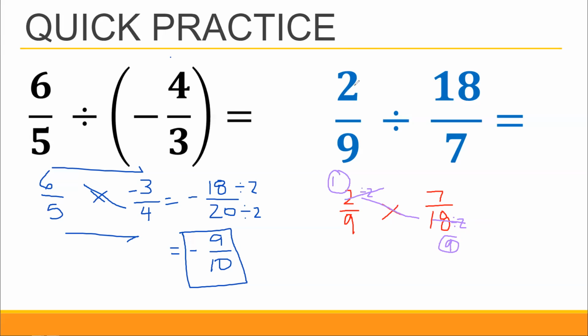Now that we're done with that, we can do our multiplication. So we're going to be multiplying straight across. 1 times 7 gives me a 7. On the bottom, I have 9 times 9, which is going to give me 81. Since I simplified over here, I know that I don't have to simplify anymore. So that's going to be my final answer, 7 over 81.